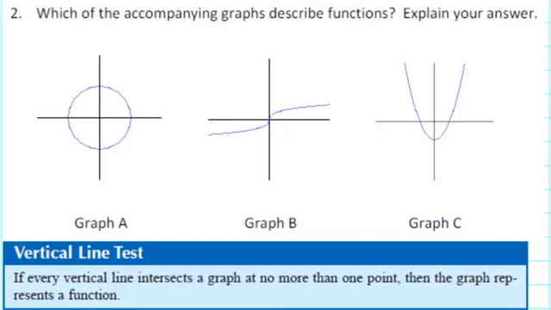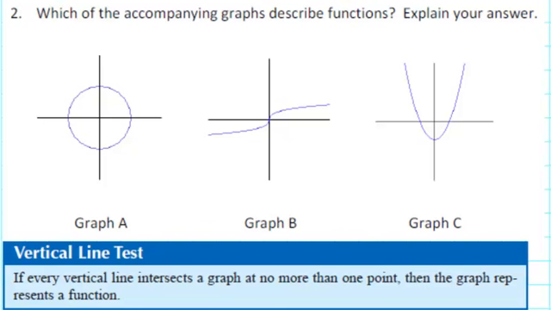Which of the accompanying graphs describe functions? Explain your answer. In order to tell whether a graph is a function or not, we can apply the vertical line test. The vertical line test says if every vertical line intersects a graph at no more than one point, then the graph represents a function.